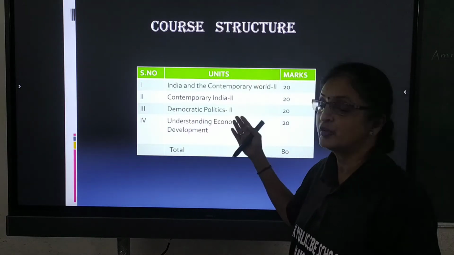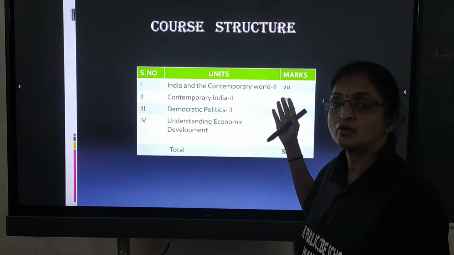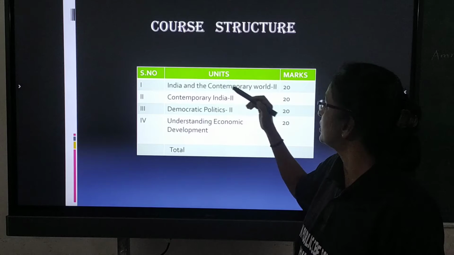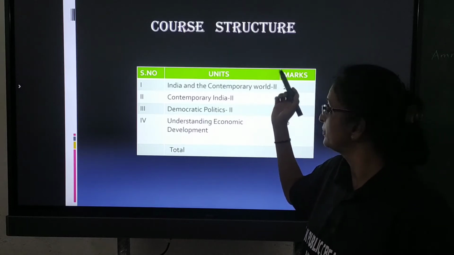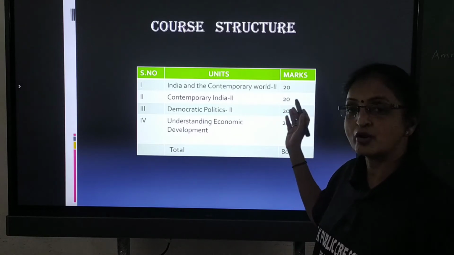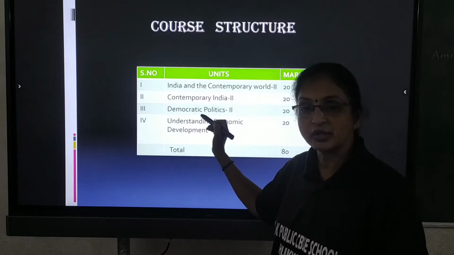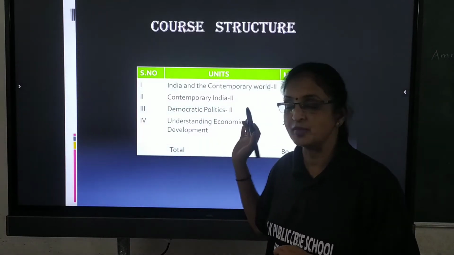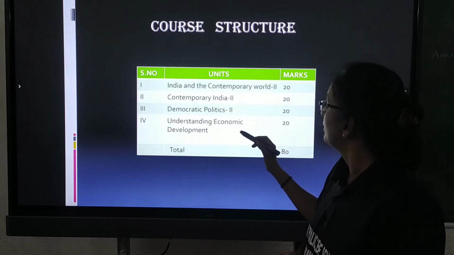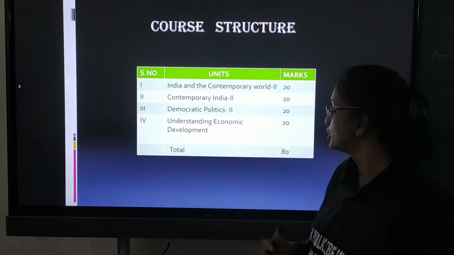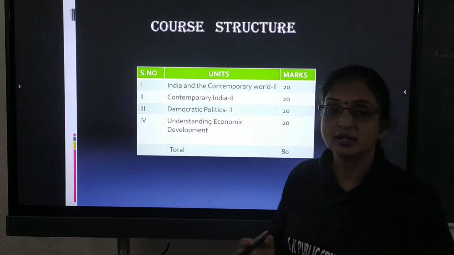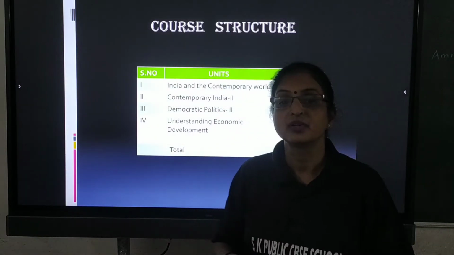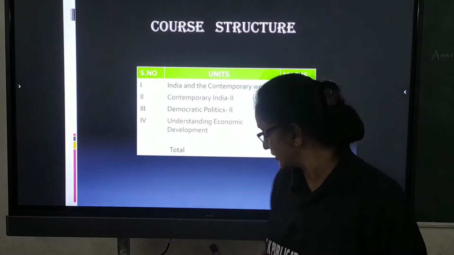Each and every unit has equal weightage. For history, we have 20 marks. For geography, we have 20 marks. For democratic politics, we have 20 marks. And for understanding economics, we have 20 marks. So in total, the social science syllabus contains 80 marks. So this is the course structure.